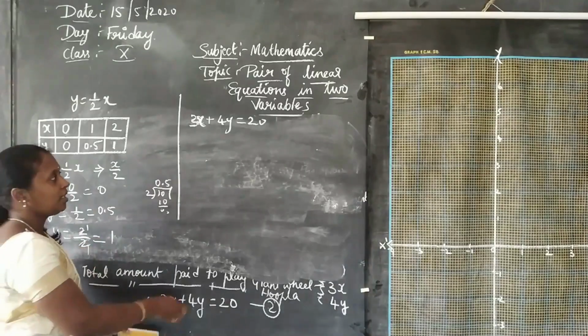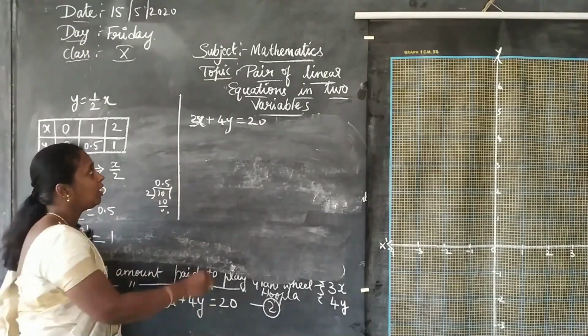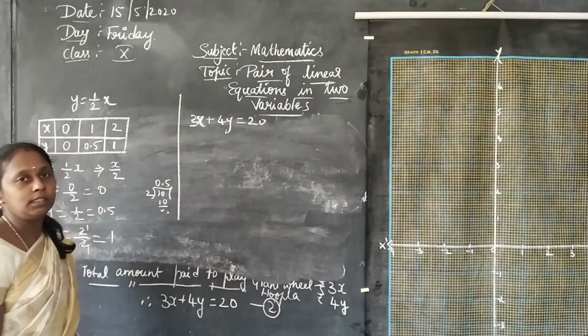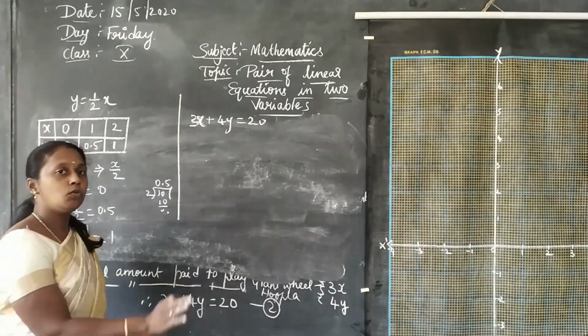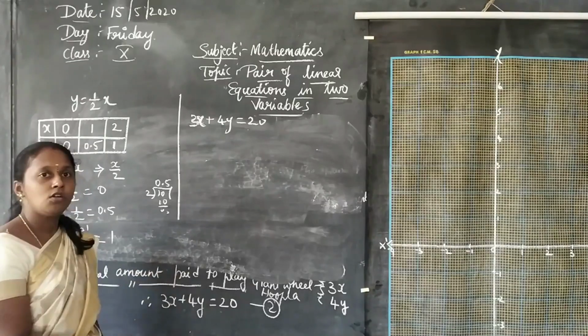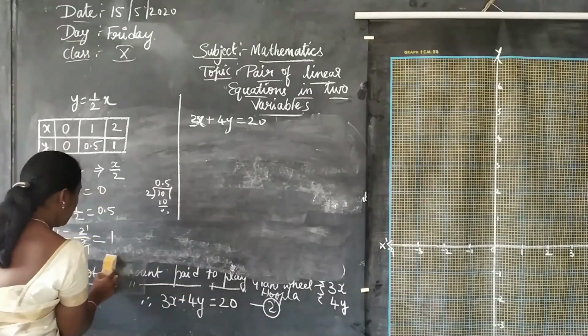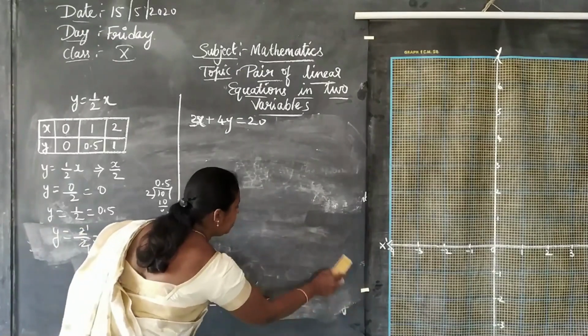Okay. Next, let me come to this. 3x plus 4y is equal to 20. As I told you, you can take values for x or for y. So let me take any one variable to the left hand side.